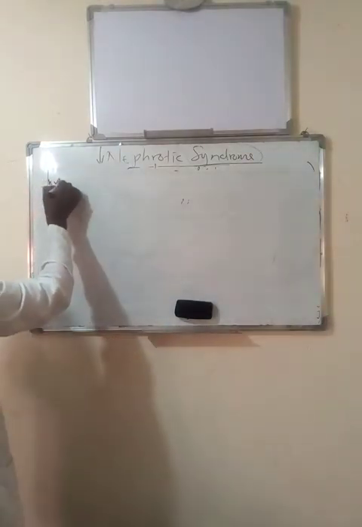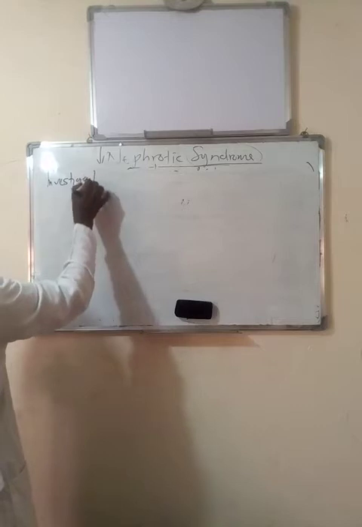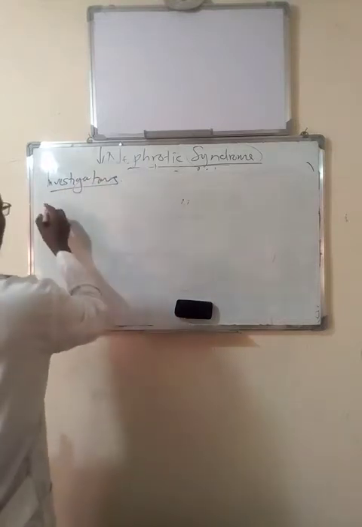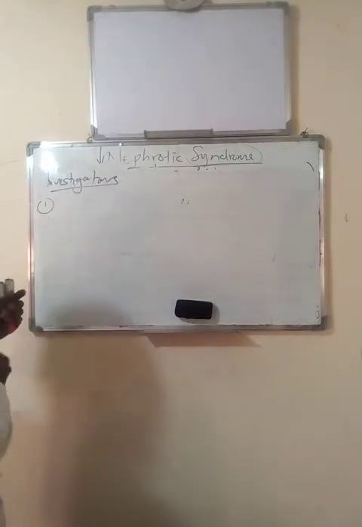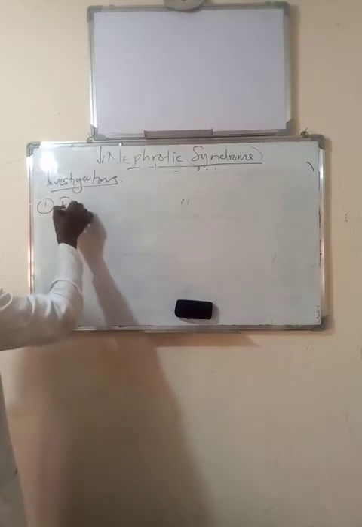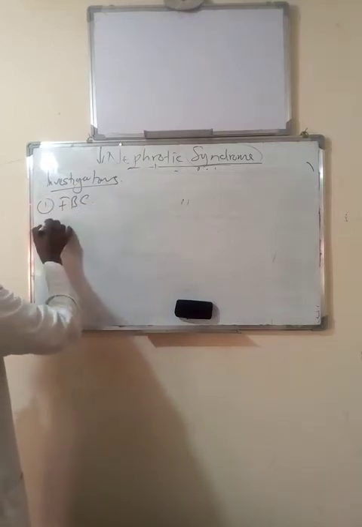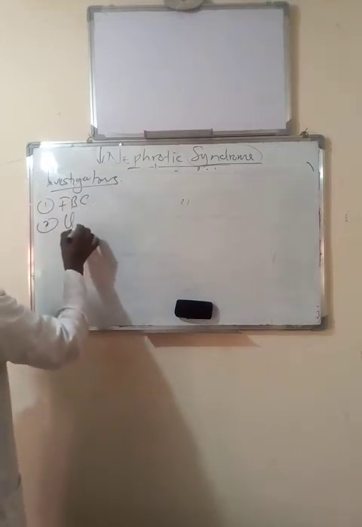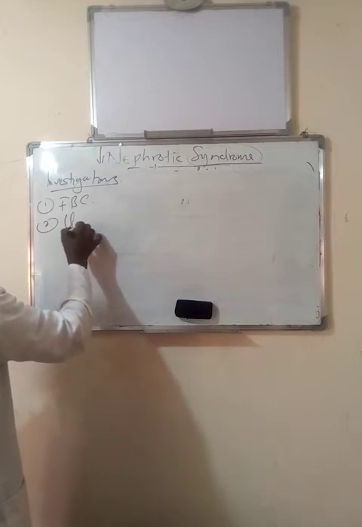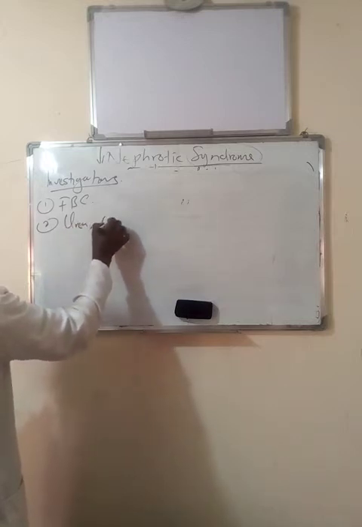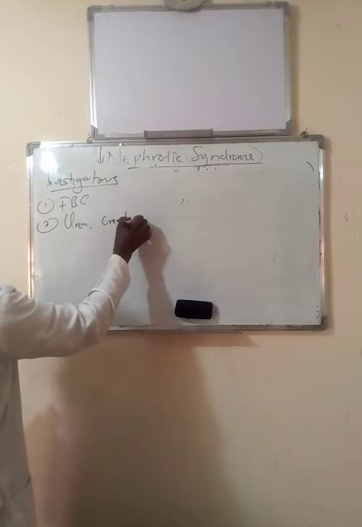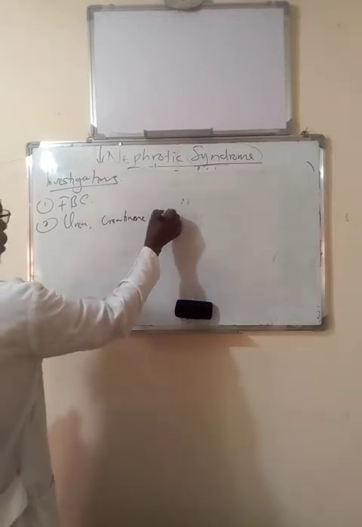Investigations quickly. So number one, you're going to do the baselines. That is the full blood count. You can do the urea, creatinine, and electrolytes.